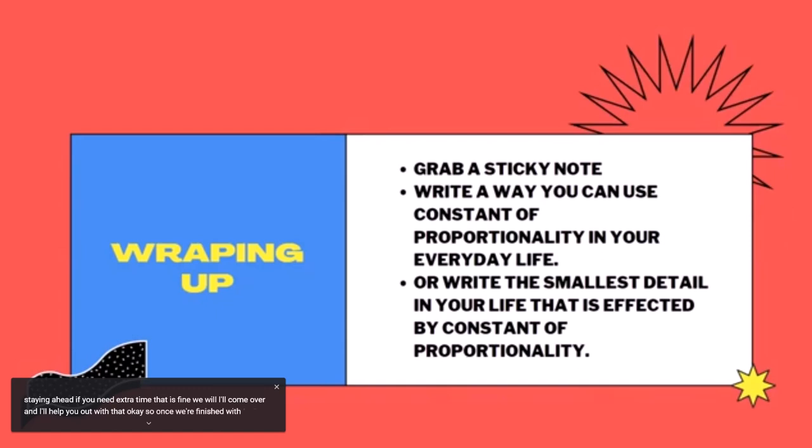Okay, so once we're finished with that, I need everybody to grab their sticky note, and you're going to write right away how you can use constant of proportionality in your everyday life. A different example than what we have already said, or than what is in your word problem. Or, if you can't think of one of those, write the smallest detail in your life that is affected by constant of proportionality. So this could be how many hours of sleep you get. Will that work? Something like that. Yeah.